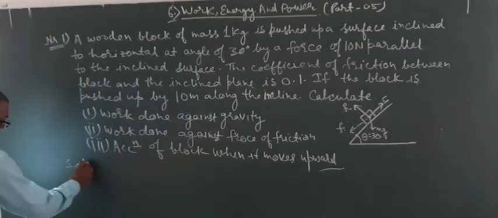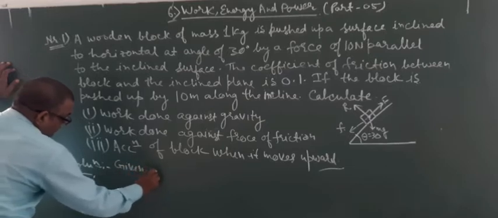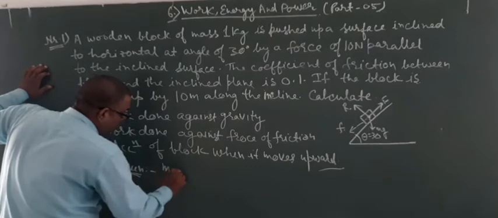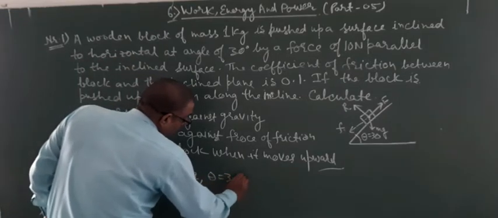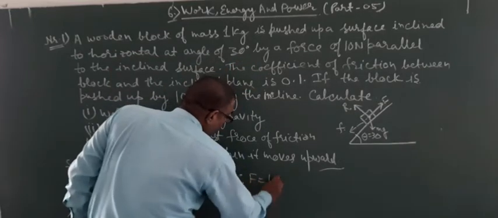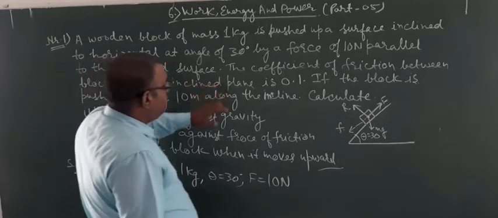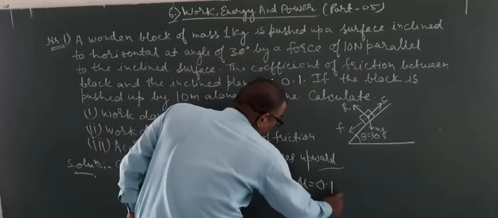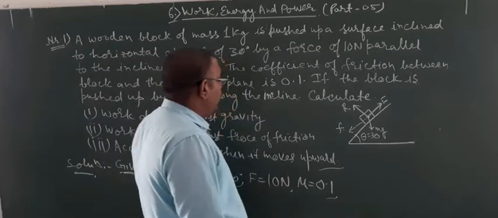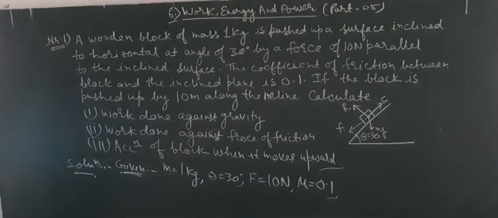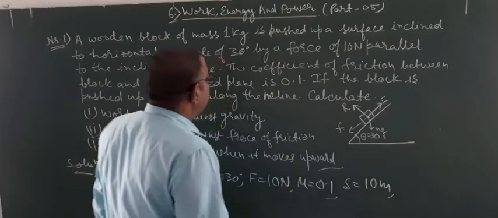So let us start writing what is given. Given here, m, the mass of the block, is equal to 1 kg, pushed up the inclined surface, angle theta of inclination is equal to 30 degree, by the applied force F equal to 10 Newton parallel to the inclined surface. The coefficient of friction between the block and the inclined plane, mu, is equal to 0.1. If the block is pushed up 10 meter along the incline, then distance s is equal to 10 meter.